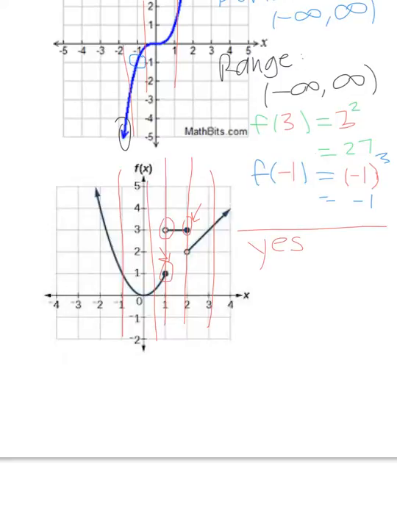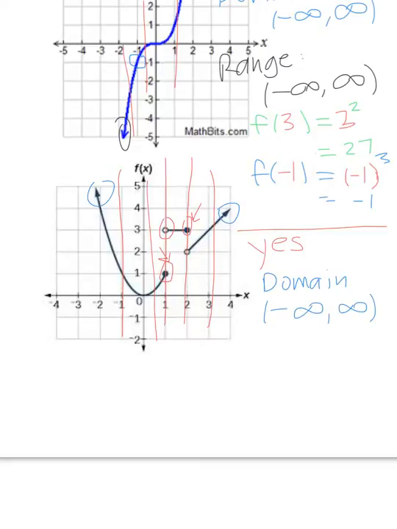Let's look at what the domain is. Can we find a leftmost point or a rightmost point? Well, we can't. It's continuing in both directions. So we have -infinity to +infinity.